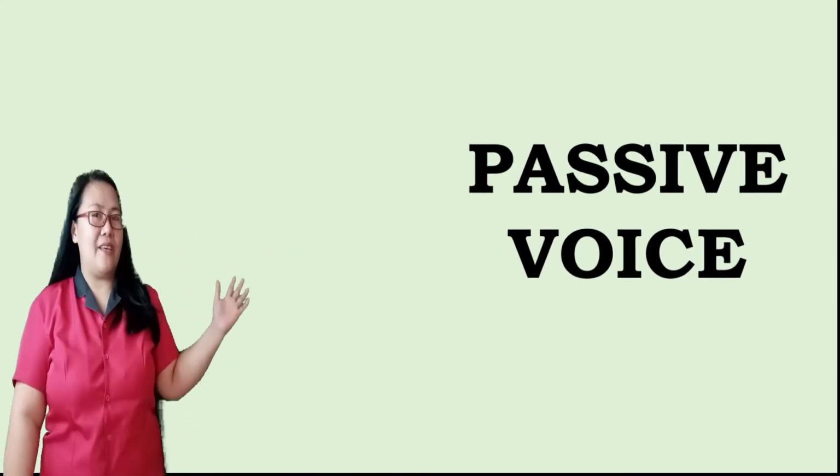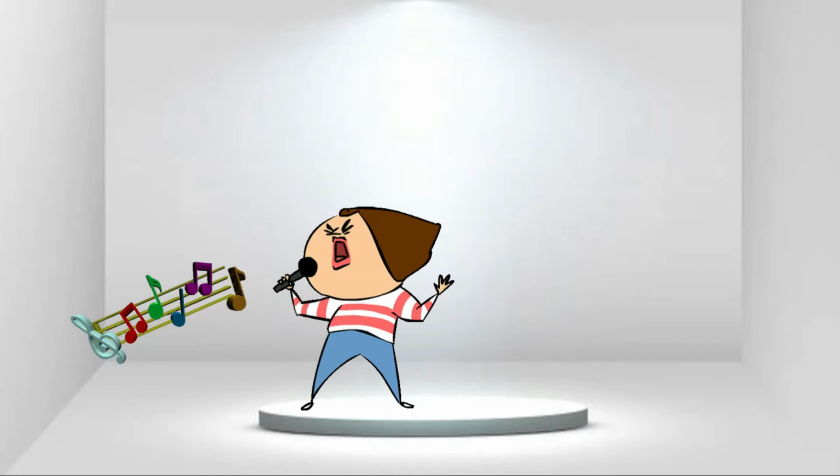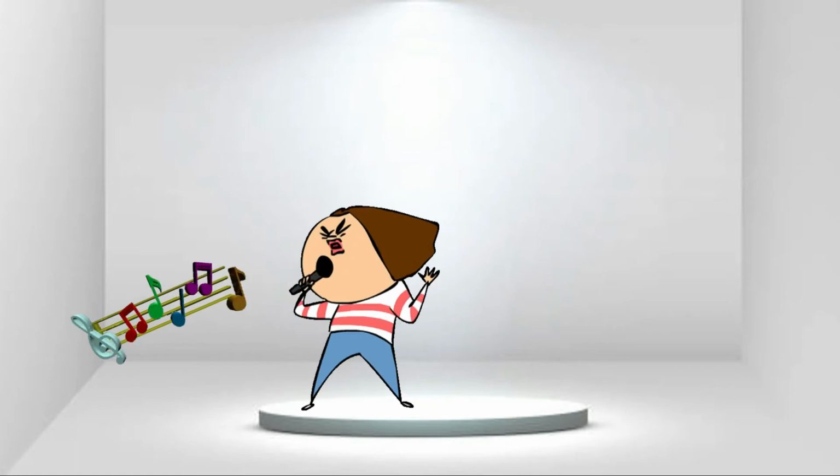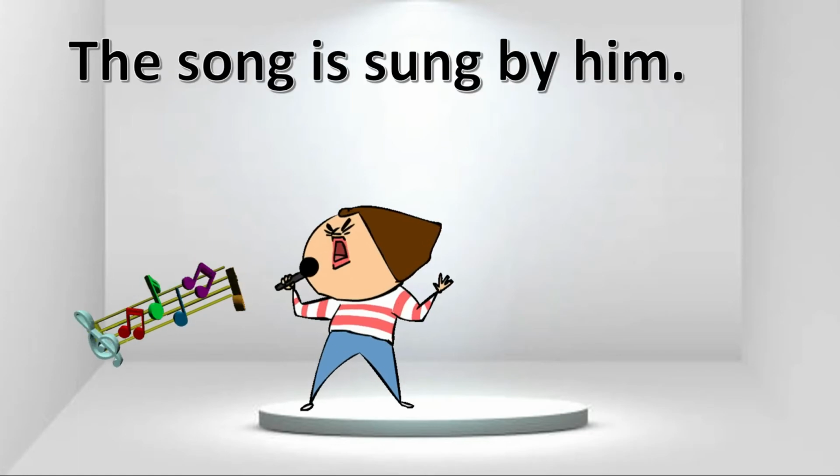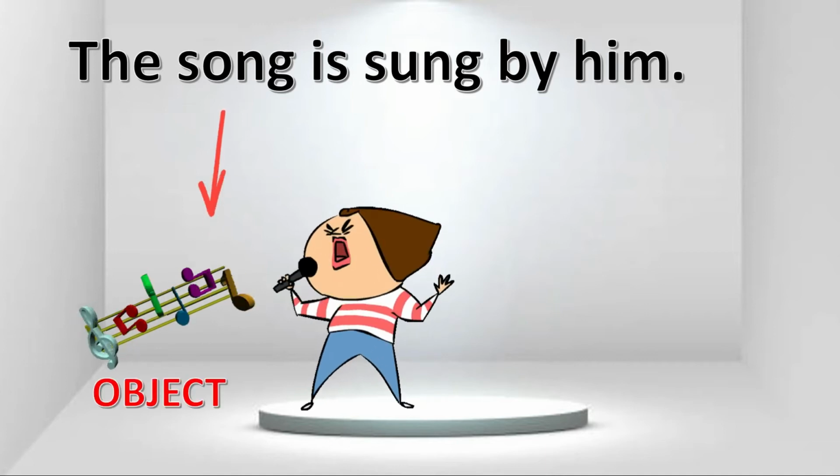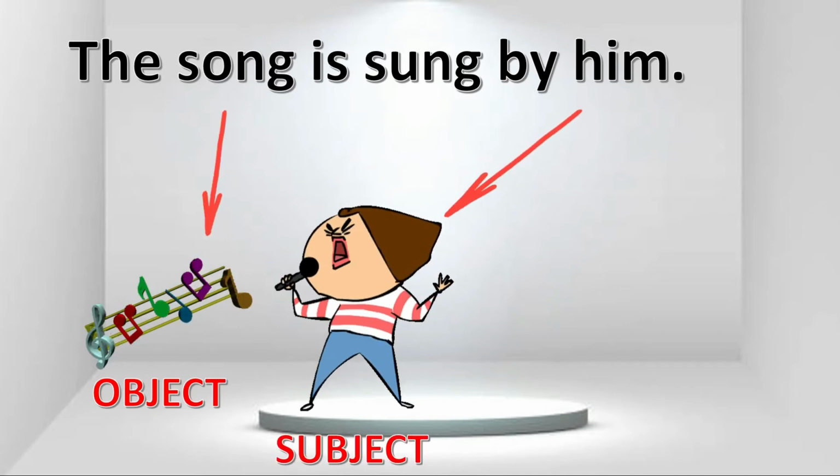Now, let's move on to passive voice. Look at our example. The same picture. This is an example of a sentence in passive voice. The song is sung by him, where the song is our object and him is our subject.